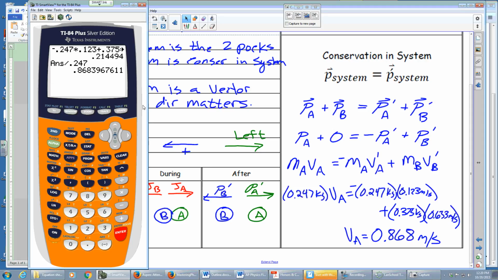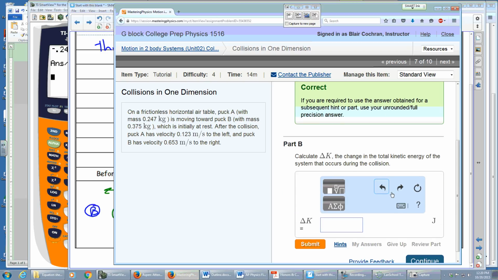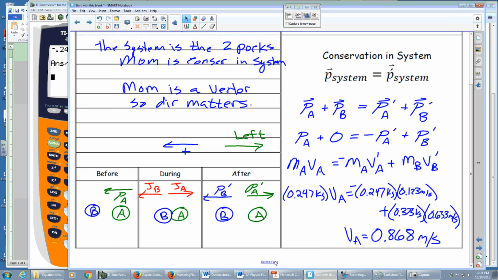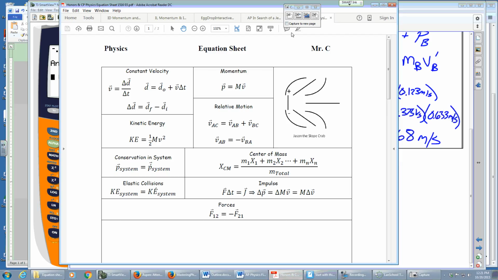And then, okay, so that got part A for us, right? And then we want to go on to do part B, where they're asking the change in the total kinetic energy of the system during the collision. We need the definition of kinetic energy to use. It's right up here on our equation sheet.